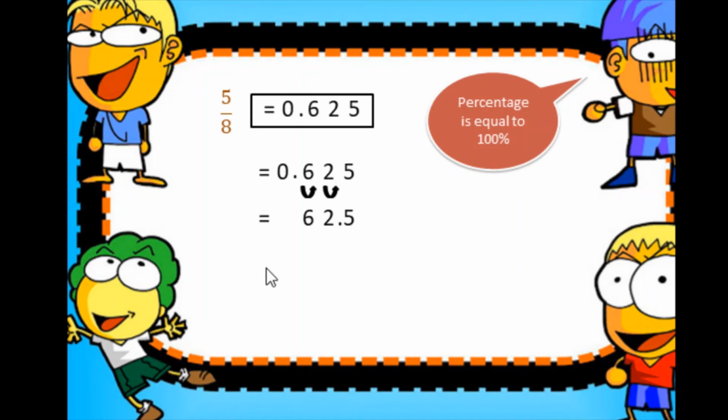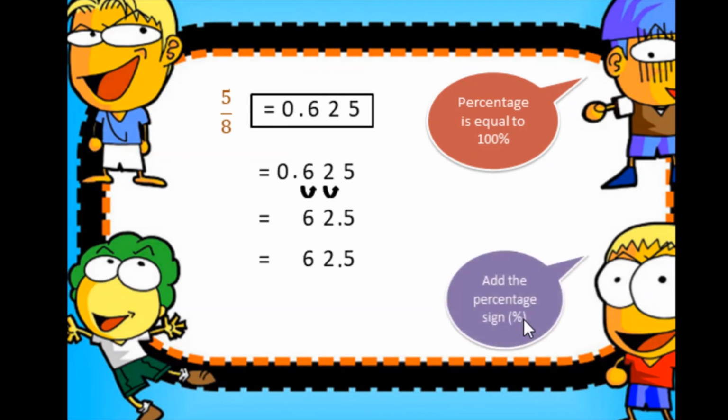So what could be our percentage form? Take note. Add the percentage sign. We should not stop over here. We add the percentage sign after 5. So 5/8 is equal to 62.5%. Can you follow? Okay, good job.